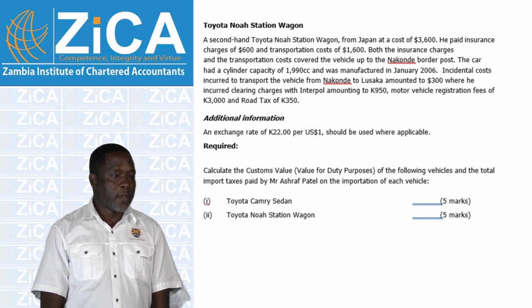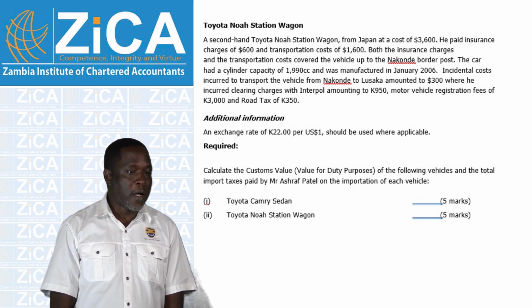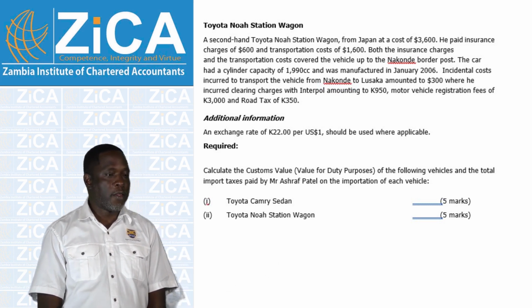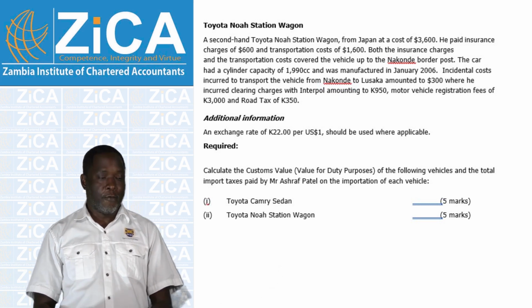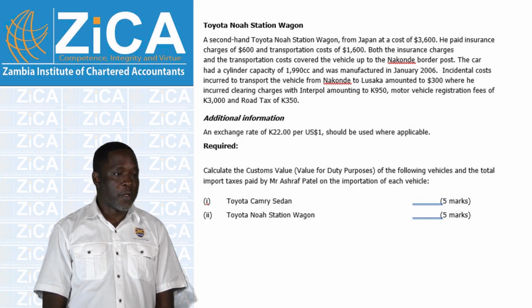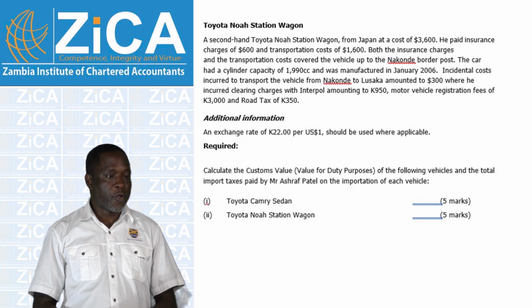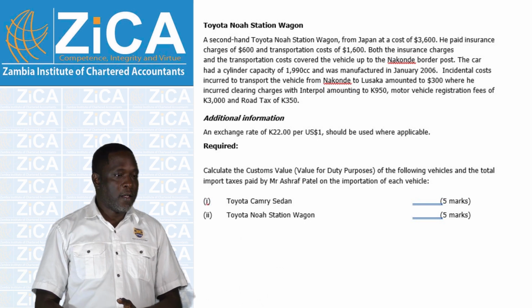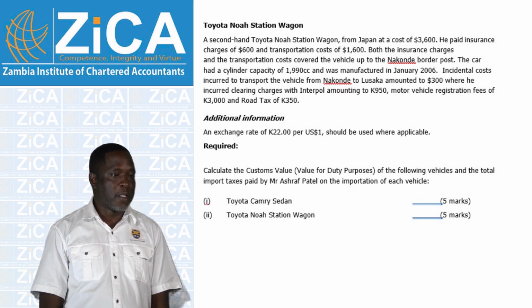clearing charges with Interpol amounting to 950, the motor vehicle registration fees of 3,000, and the road tax of 350. All those costs were incurred within Zambia. Therefore, we won't include them in the computation of the VDP. So we'll only include the purchase cost of the motor vehicle, which was 3,600, the insurance charges of 600, and the transportation costs of 1,600, to arrive at the VDP for customs purposes.